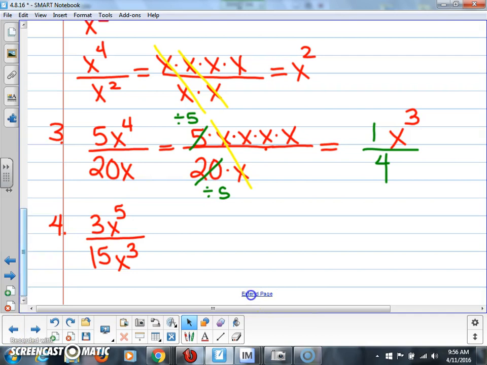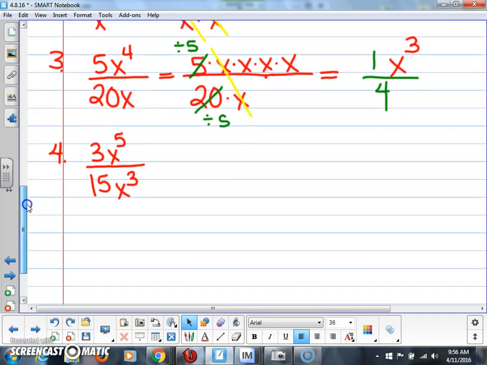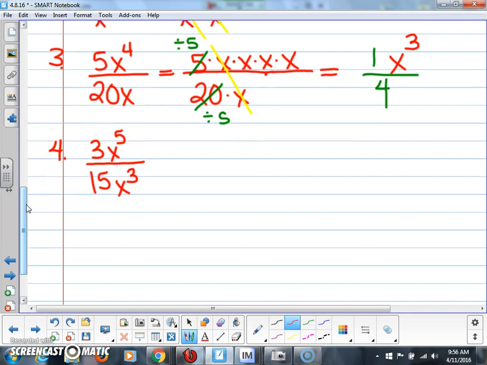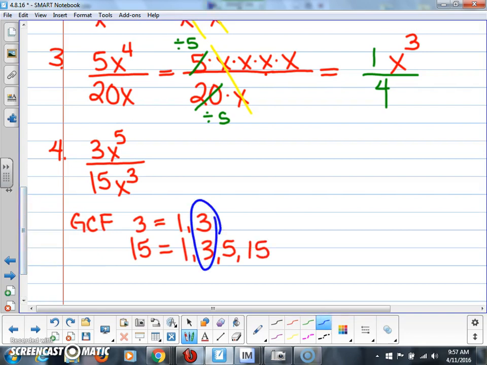Okay, class, the first thing you wanted to do was list the greatest common factor between 3 and 15. The factors of 3 are 1 and 3. What about 15? 1, 3, 5, and 15. What is the greatest common factor? The 3. Okay, so that means you're going to divide the top and the bottom by 3.